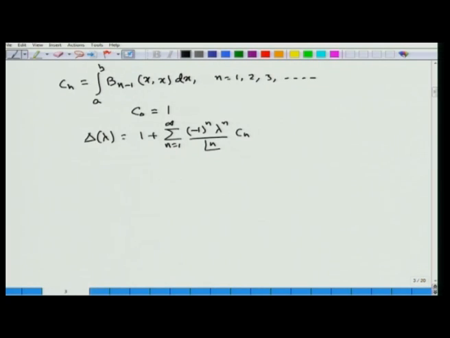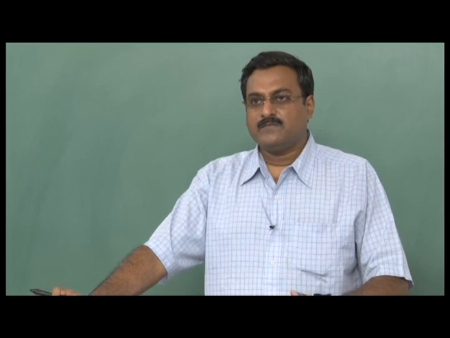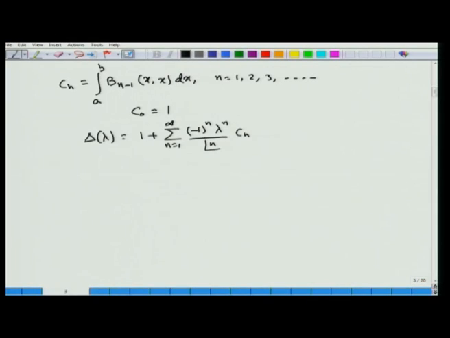So, first we consider one example where we are just defining the kernel, which is of course a separable kernel, and for that we construct the Fredholm resolvent kernel using this formula. The first example we can consider is k(x, s) = 1 + x + s, where -1 ≤ x, s ≤ 1.